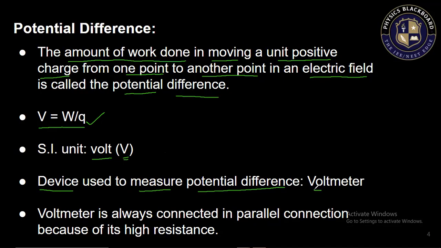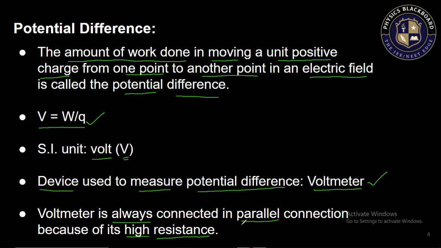So the device used to measure the potential difference is the voltmeter. And this voltmeter is always connected in parallel connection. Why should it be connected in parallel connection? Because of its high resistance.